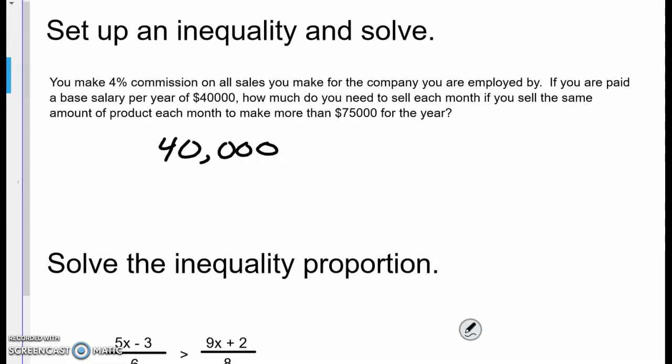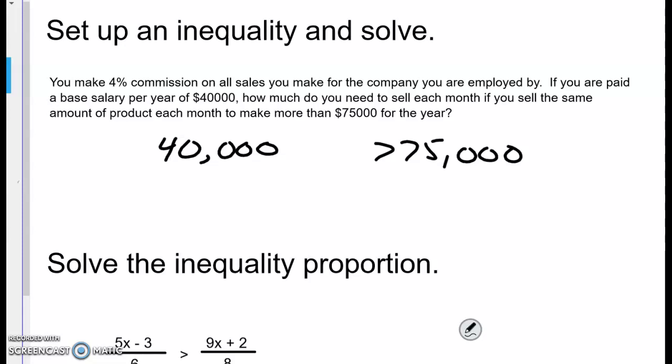So I've got to be aware of what I'm answering here as well. $40,000 is my base salary for the year. I want to make more than $75,000. So it's just a greater than. Remember, if it was at least $75,000, it'd be greater than or equal to. But it's more than $75,000, so it's greater than.